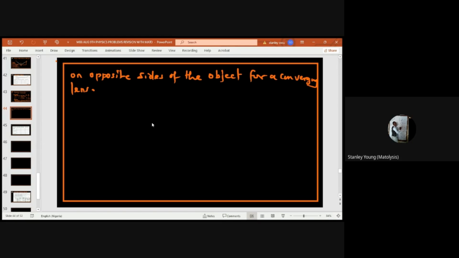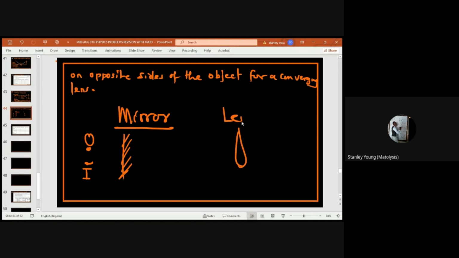So the point is, for a mirror, a real image is formed on the same side as the object. So if this is a mirror, the object and the image are on the same side for it to be real. But for lenses, if you have an object in this position, and the image is formed on the other side, the image gets to be what? Real. So that's one of the differences.